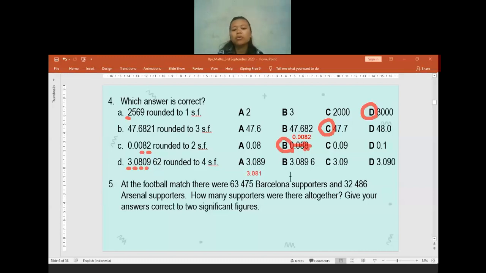Okay, is there anyone who still has confusion? Or maybe my questions are making you more confused? Is there anyone who is still confused? Yes, the answer for question D is correct. It's supposed to be 3.081. Thank you for telling me.